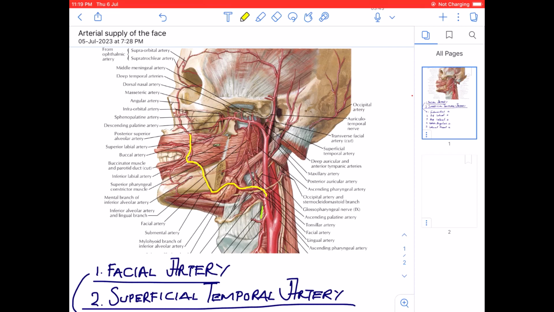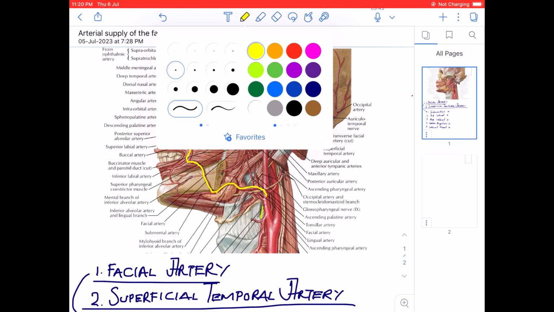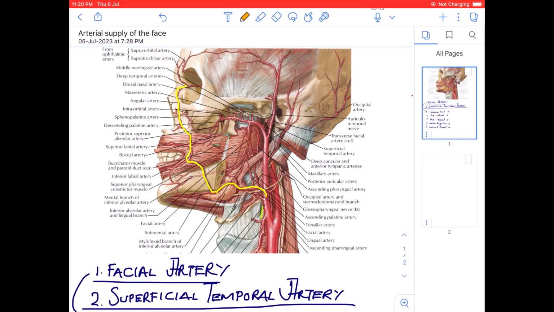It runs upward in a tortuous course toward the angle of the mouth and is covered by the platysma and the risorius muscles. It then ascends deep to the zygomaticus muscles and the levator labii superioris muscles and runs along the side of the nose to the medial angle of the eye, where it anastomoses with the terminal branches of the ophthalmic artery. Now let's discuss the branches of the facial artery.